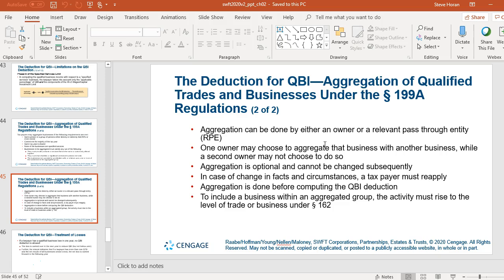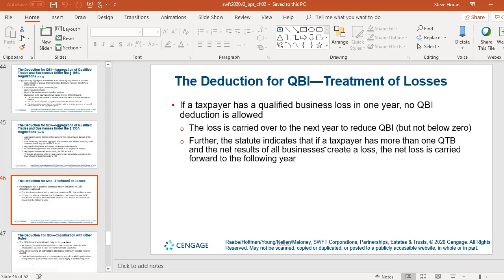The aggregation can be done by either an owner or a relevant pass-through entity. One owner may choose to aggregate that business with others, while a second owner may choose not to do so. Aggregation is optional and cannot be changed subsequently. In case of a change in facts and circumstances, a taxpayer must reapply. Aggregation is done before computing the QBI deduction. And to include a business within the aggregated group, the activity must rise to the level of a trade or business.